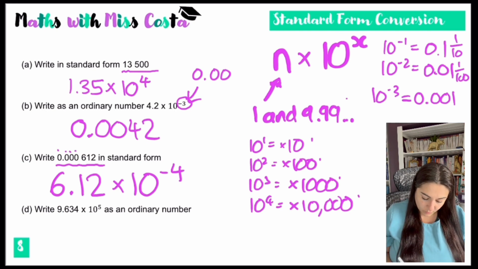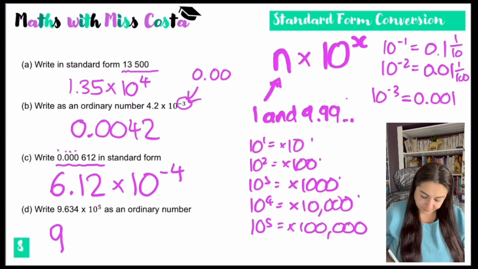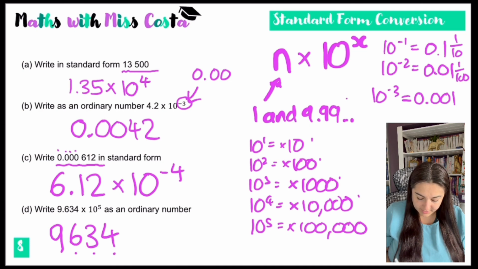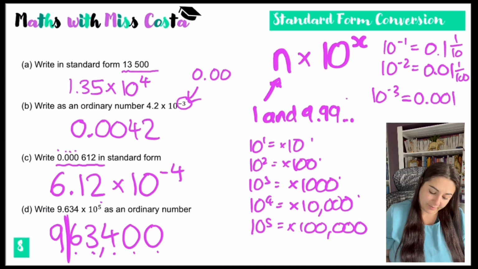And then write this as an ordinary number. So I would write 9, and then 10 to the power of 5 is the same as multiplying by 100,000. So you can do that, or you could just count the digits after the 9. So it would be 6, 3, 4. That's 1, 2, 3 digits, and I need another 2. I just fill them in with zeros. So that would be 963,400. So when you're multiplying by a positive power, you count 1, 2, 3, 4, 5 numbers after the digit. And when it's a negative, you just count how many zeros there are before you start your number.